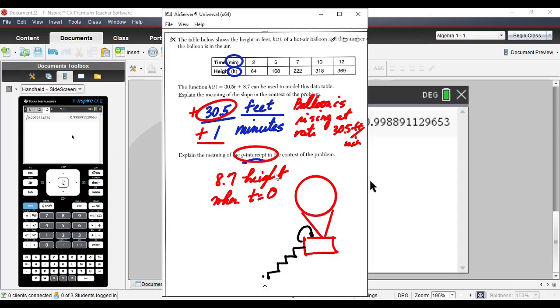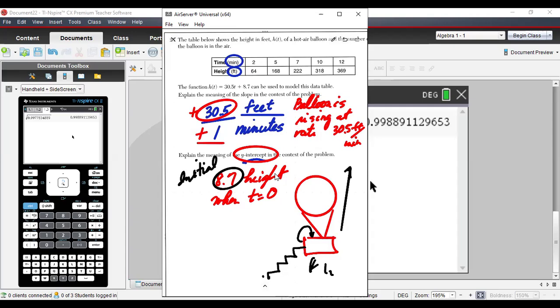We're going to get into the balloon, and then we're going to release the ropes and all that stuff, and then it's going to fly away. But this is the initial height of the balloon. It's 8.7. So it's the initial height. It's the height when the time is 0. Any of those things work, but that's all you needed to do.